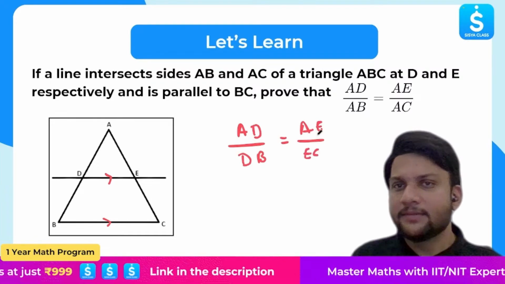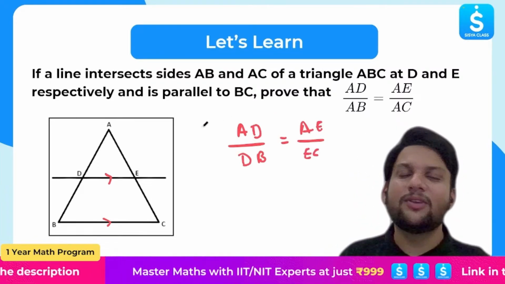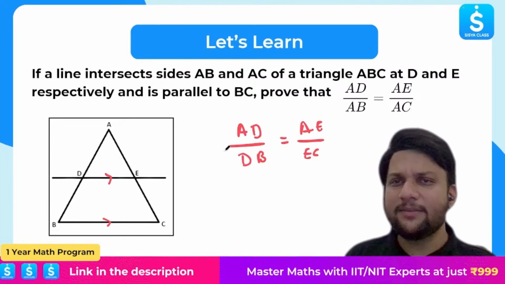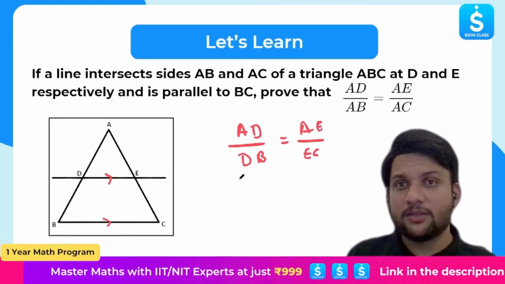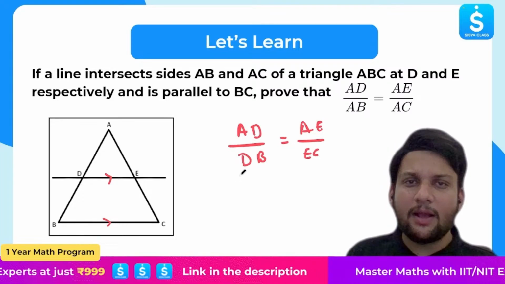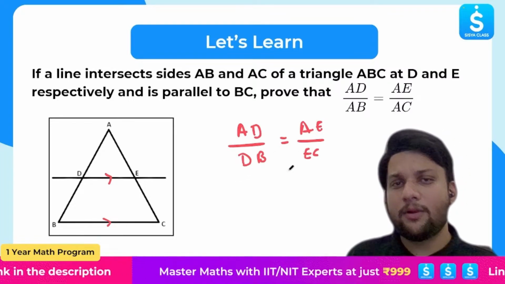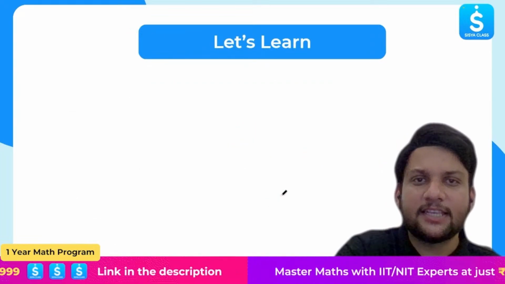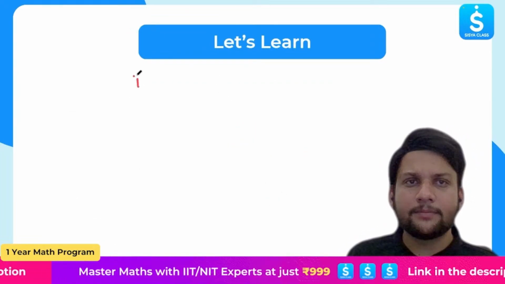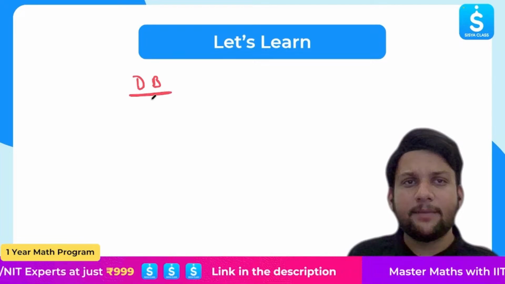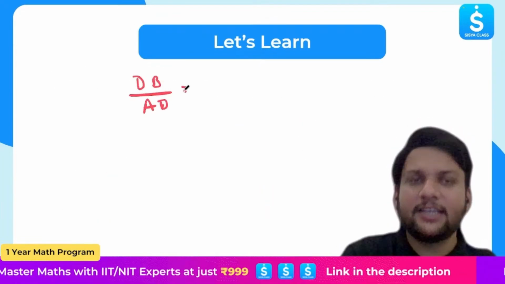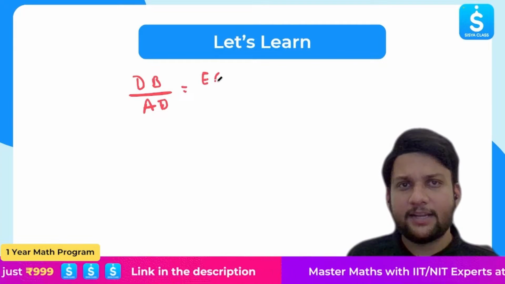Yes. Clear? With nothing, I'm just doing nothing. This is just the theorem that we studied. Right. Okay. I will do one thing. What I'm going to do, just observe. I'm just going to write it in a reciprocal manner. So I can write dB over, okay, I'll do it on the next page. I will write dB. I'm just taking reciprocal, right? dB over AD is equal to EC over AE, right?